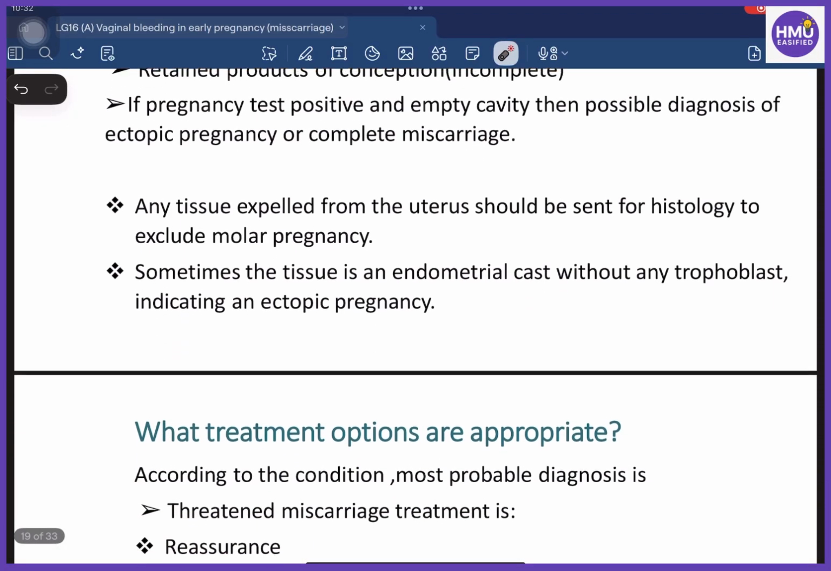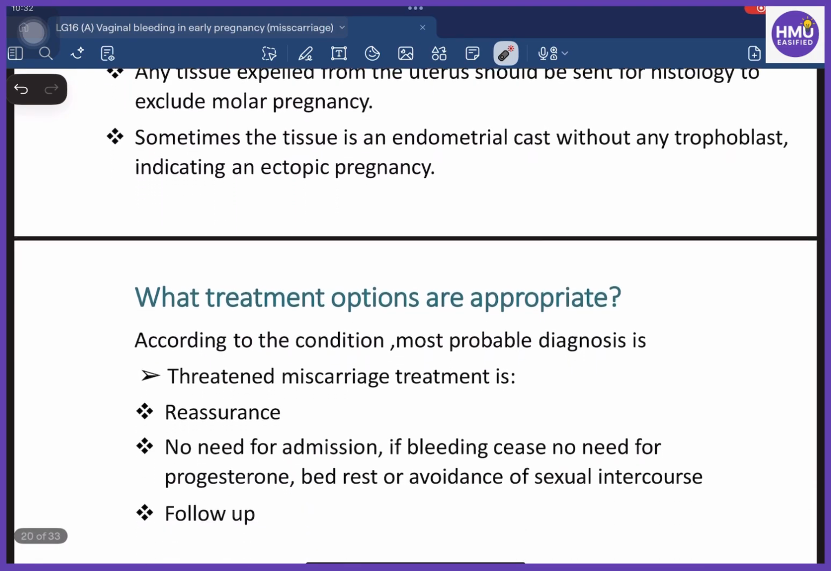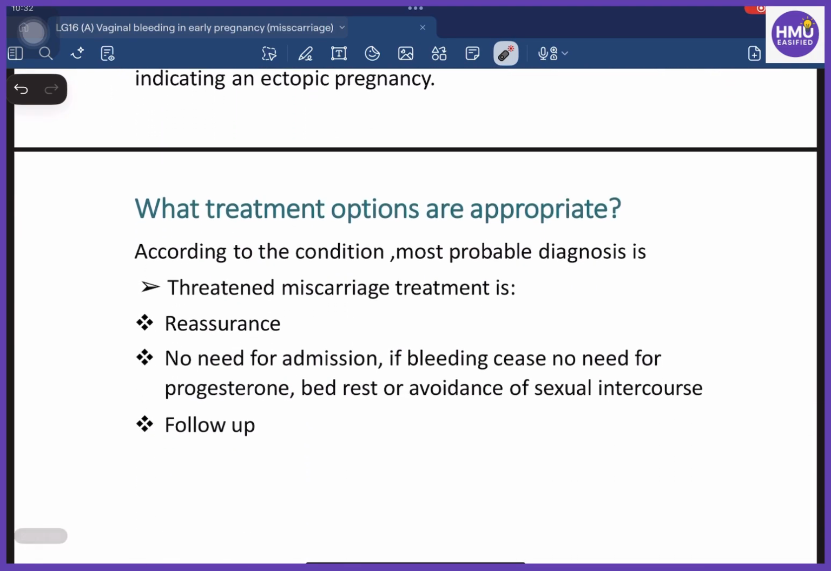Okay, now the treatment options. According to the condition and most probable diagnosis, in threatened miscarriage it's only reassurance, there is no need for admission and follow-up. If bleeding ceased, no need for progesterone, bed rest, or avoidance of sexual intercourse. It is supportive.